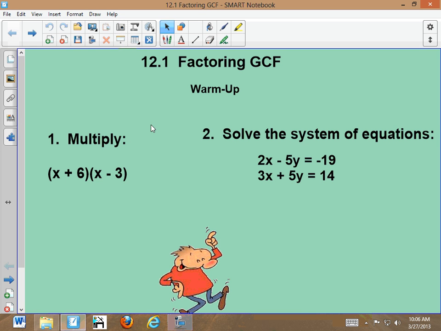Okay, this is lesson 12.1. We're going to be factoring. Go ahead and do the warm-ups. Pause the video, do the warm-ups, and then go ahead and start the video again.